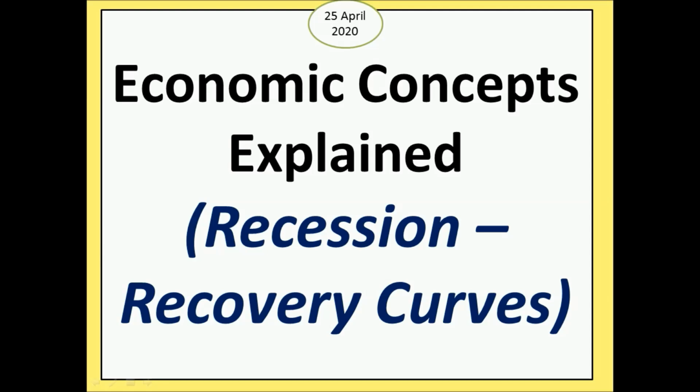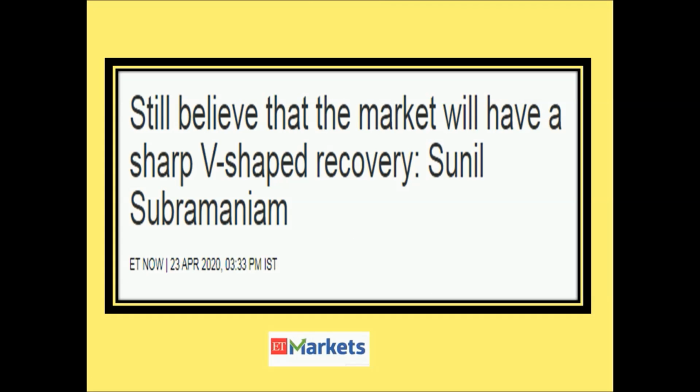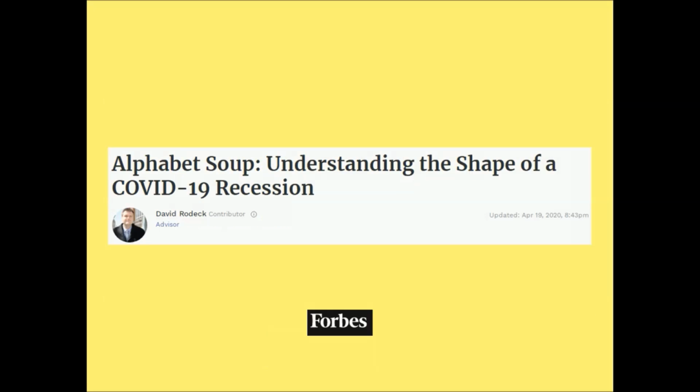So in this video we are going to talk about recession and recovery curves. This is a news item that appeared in ET Markets. Mr. Sunil Subramanian believed that there will be a V-shaped recovery. This is a news item that appeared in Forbes: alphabet soup and understanding the shape of the COVID-19 recession.